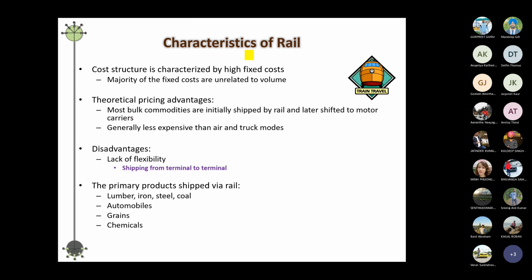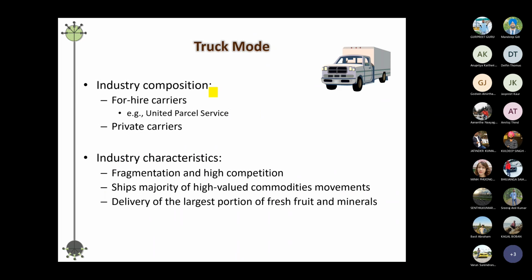Then we reviewed individual transportation modes, including rail. So what are the benefits, advantages, and disadvantages of rail? And also which types of products are normally moved by rail. Then we moved to truck. So truck was the most competitive one because there are lots of companies in this section. As a result of that, some benefits are brought to this mode of transportation.